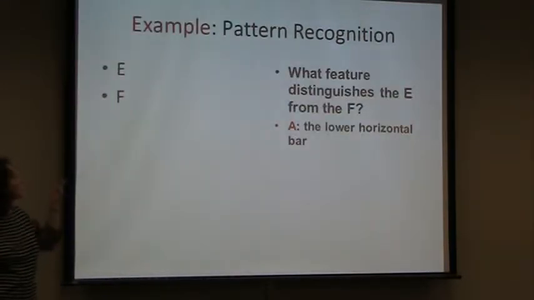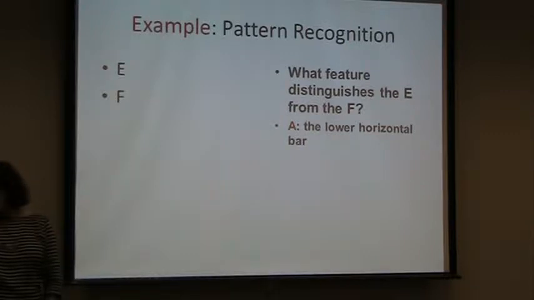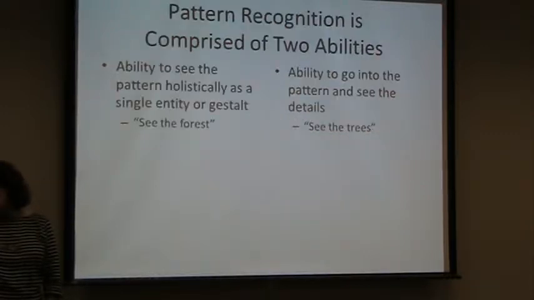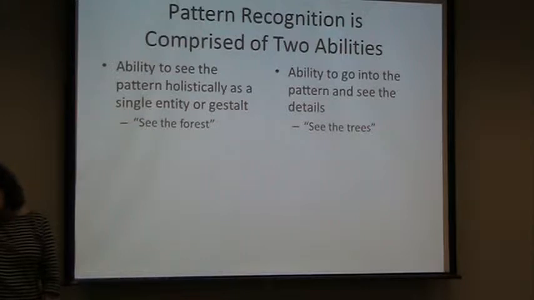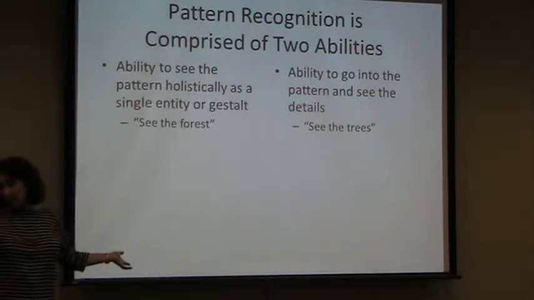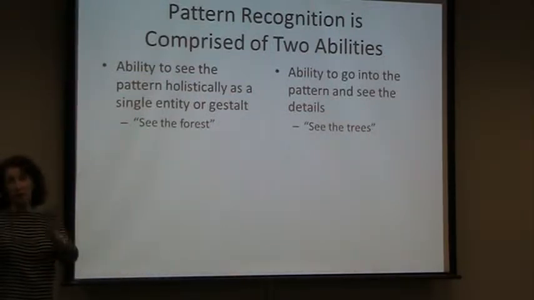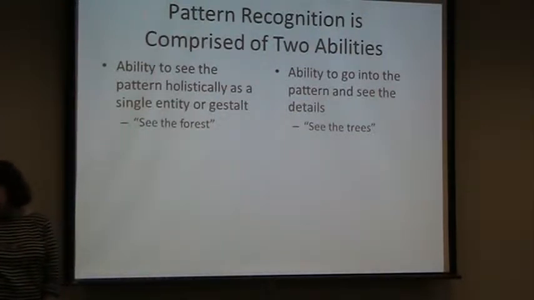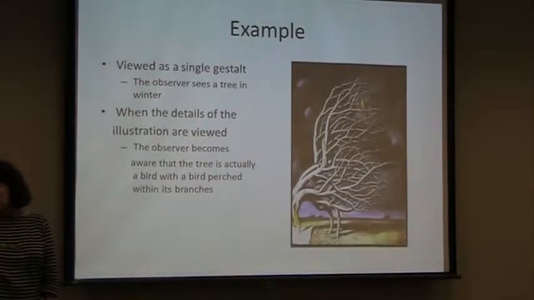In this example, the only thing that is different between a capital E and a capital F is that bottom horizontal bar. So you have to be able to recognize that as the salient characteristic of those letters. There are two abilities for pattern recognition. You have to see the big thing, the gestalt, see the forest, and also see the details, the trees. Here's an example.